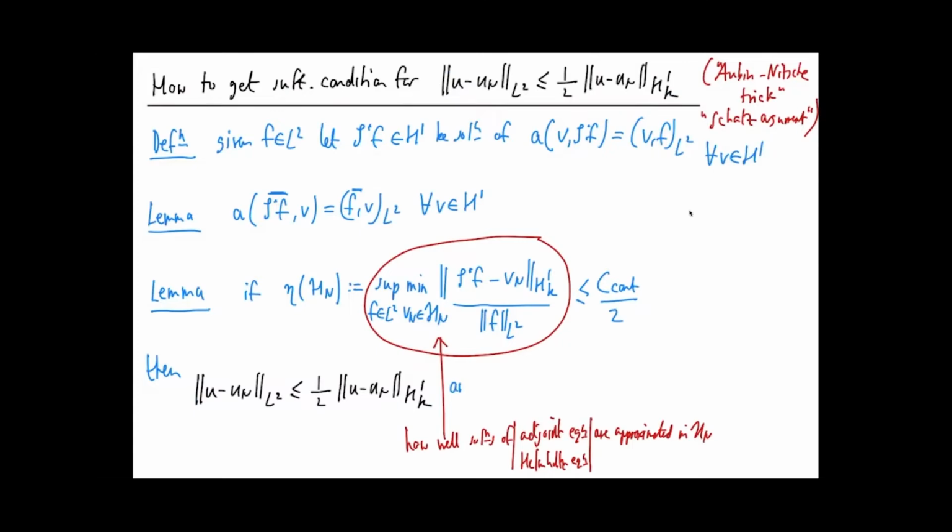And therefore, what we showed on the previous slide is that I do have quasi-optimality once I have this equation in black. So here I'm writing down the quasi-optimality bound once again.